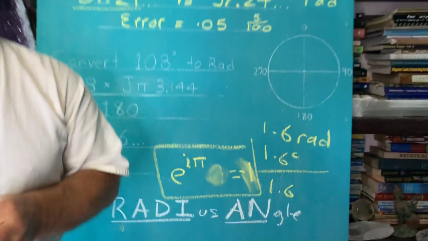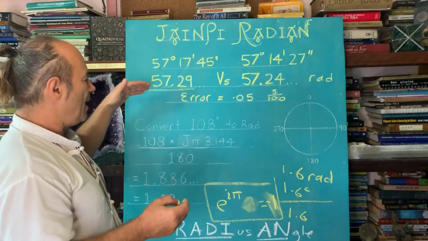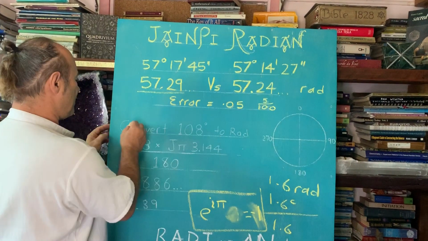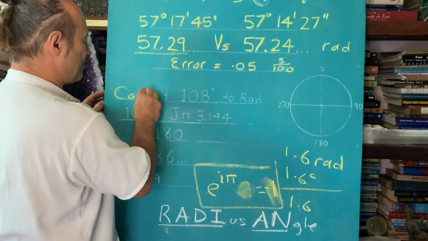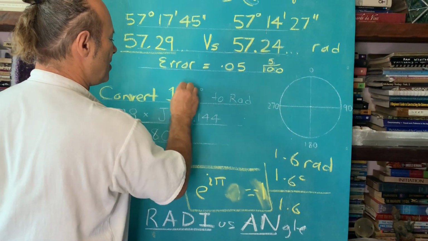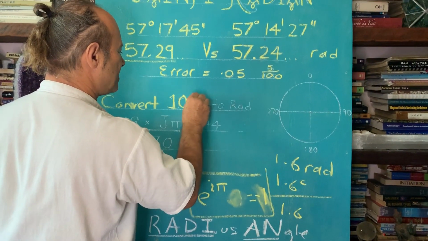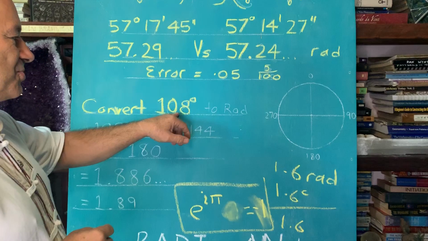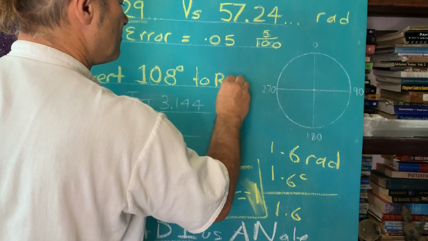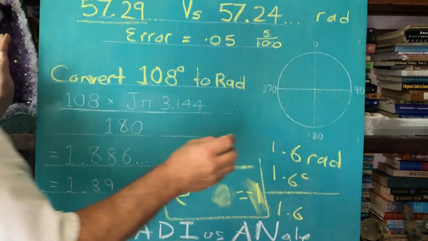And just to complete, I'd like to convert, say, any degree. Let's say we're going to convert something like 108 degrees. It could be any angle. So just so you know that we're no longer using degrees as a preferred choice, we're going to convert that to what we call radian or rad. But there'll be no symbol.